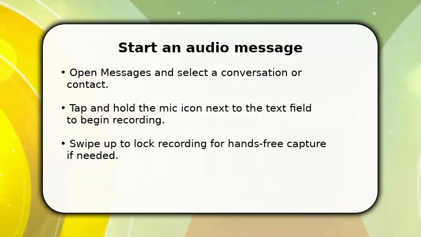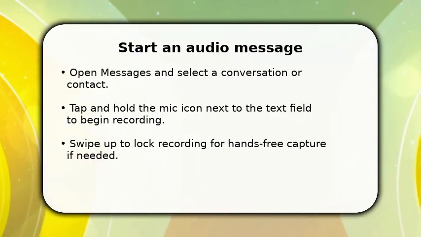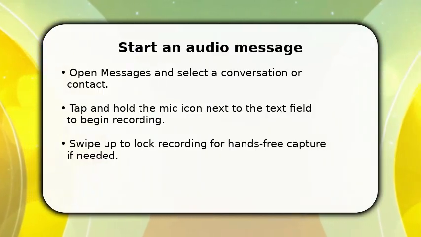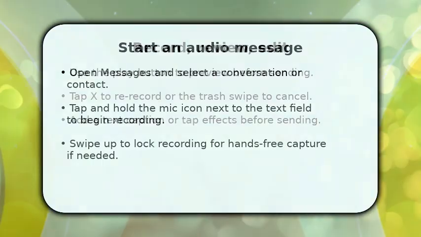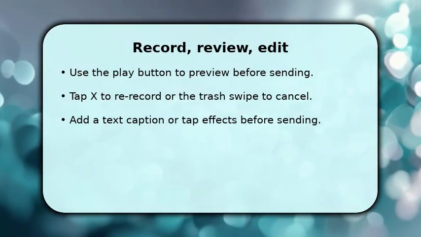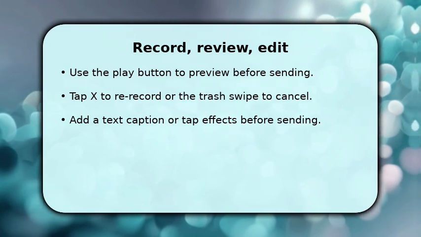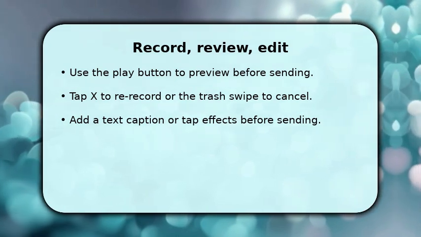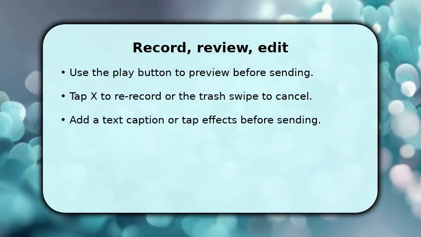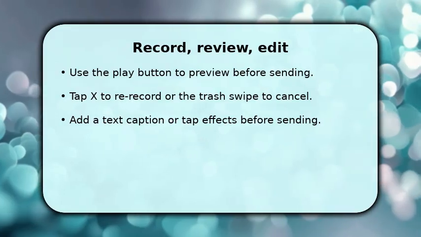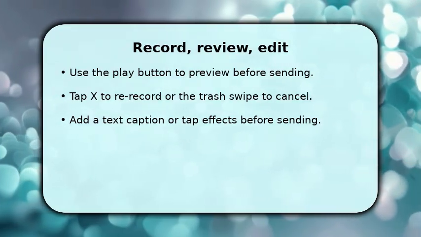Once done, you'll see playback and send controls appear. Make sure to listen briefly so you're happy with the take before moving on. You've recorded, now check it. Tap the play button to preview the clip so you catch mistakes or background noise. If it's not right, tap the X to discard and record again, or swipe left to delete the draft entirely. This avoids sending accidental content.